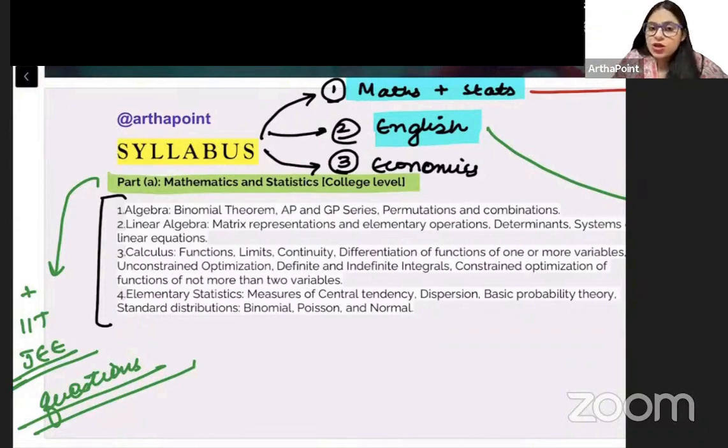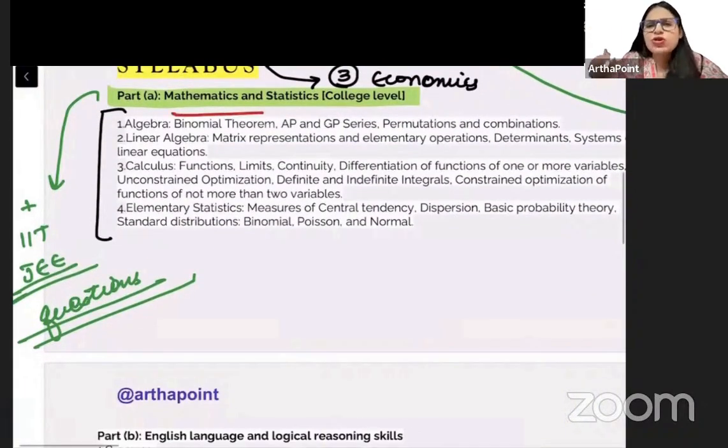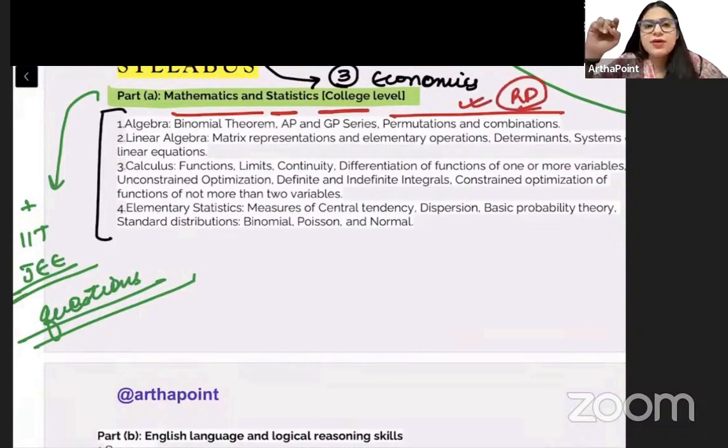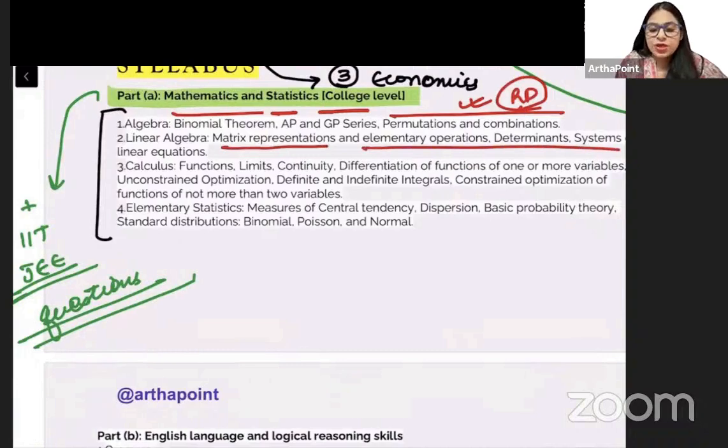So as you can see, binomial theorem, definitely there will be one question on binomial theorem. I will show you one today from a sample paper. AP, GP, permutation, combination, beta, all these topics are to be revised from R.D. Sharma. Linear algebra, matrix, determinants, elementary operations. So they will ask you a basic question on determinants.